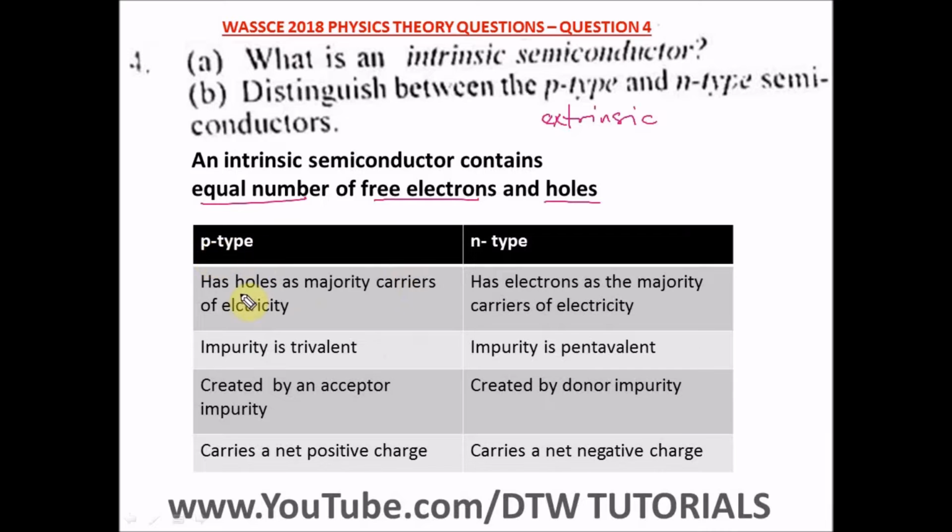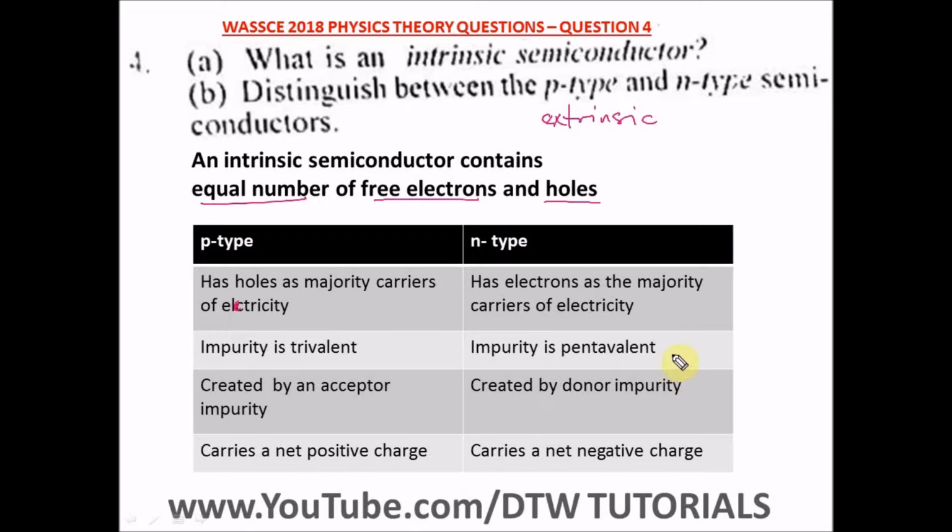For the p-type semiconductor, holes are the majority carriers of electricity, while for the n-type, electrons are the majority carriers of electricity. Now for the p-type, the impurity, the dopant, is trivalent, while for the n-type, the impurity is pentavalent.